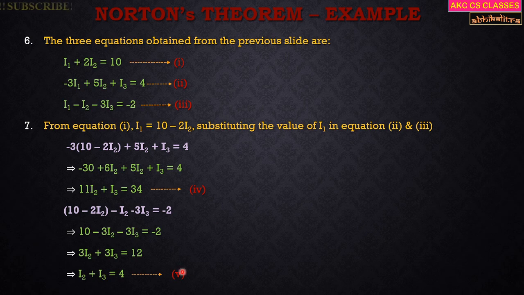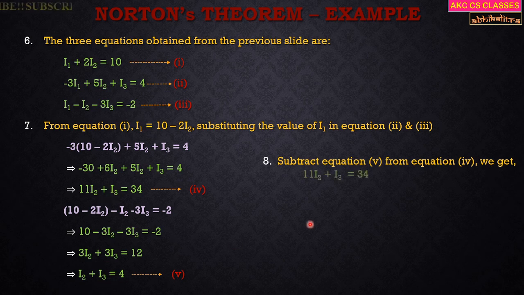From equations 4 and 5, it is clear that if we subtract equation 5 from equation 4, I3 will be cancelled out. So 11i2 plus I3 equal to 34 from equation 4, and I2 plus I3 equal to 4 from equation 5. If I subtract these 2 equations, I3 gets cancelled out. We will be left with only the I2 variable. So 11i2 minus I2 gives you 10i2, and 34 minus 4 gives you 30. So I2 will be equal to 3 amperes.